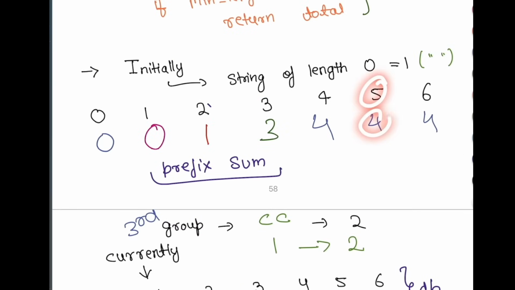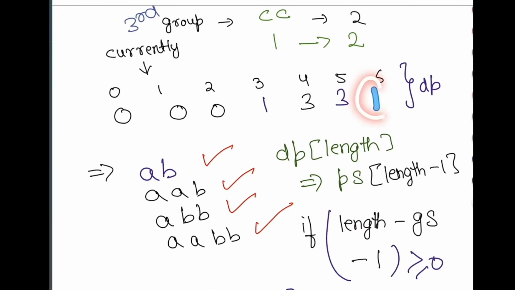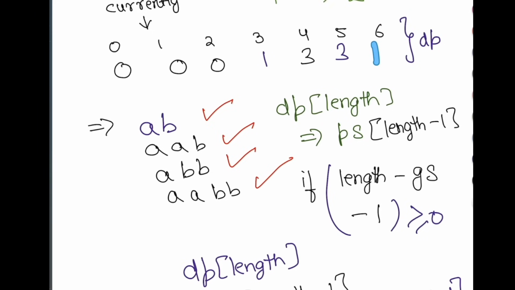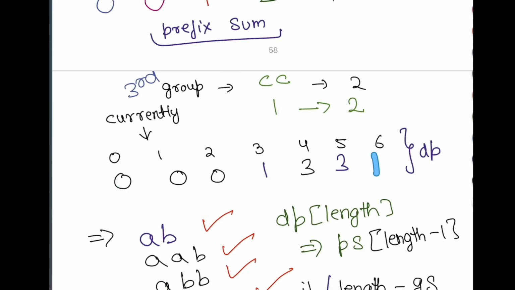So ps of 5 is 4, ps of 3 is 3, 4 minus 3 is 1. So there is one way to create a string of length 6. And that string is nothing but this one, A, B, B plus CC. Right now our group is CC.